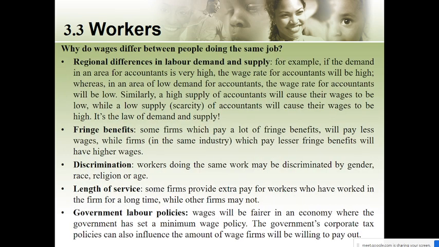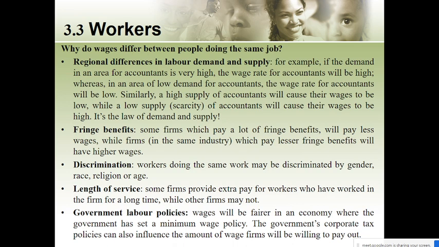Okay. Now the other one is regional difference in the labor demand and supply. For example, if the demand in the area of accountants is very high, the wage rate of accountants will be high. Common sense. Whereas in an area of low demand for accountants, the wage rate of the accountants will be low. Similarly, a high supply of accountants will cause their wages to be low, while a low supply of accountants will cause their wages to be high. It's the law of demand and supply. Is it making some sense?